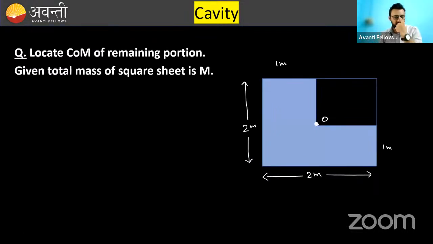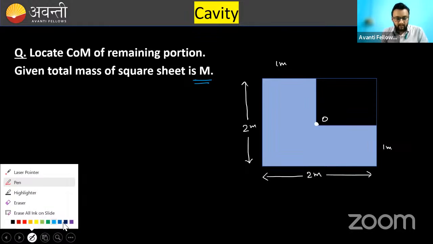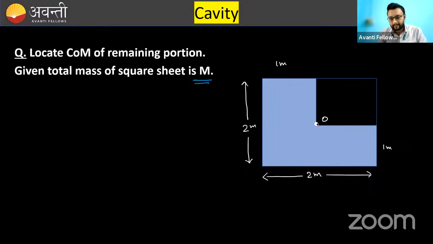Now, there is again a simple question. Locate the center of mass of the remaining portion. Total mass of the square sheet is given as m. This is again a square sheet of side 2 meter by 2 meter, and this 1 meter by 1 meter portion is taken out. Now you need to locate the center of mass of the remaining portion. Now I am doing it. First of all, let me draw the x and y axis. So let's say this is our x axis and this is our y axis.